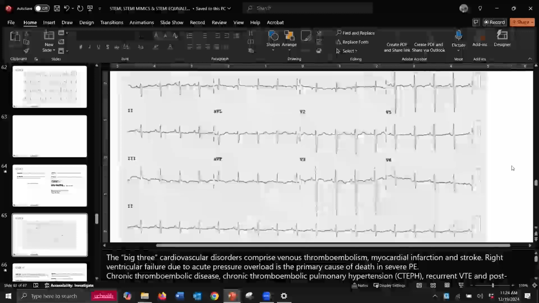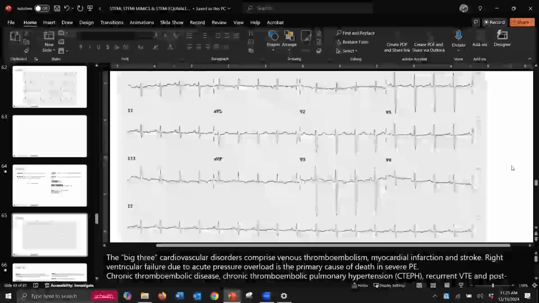Does this have the S1Q3T3? Nope. Maybe a little bit. I was looking at that myself because of the axis deviation, but the R wave progression's not super high. The peak time. Or yeah, P time, sorry.